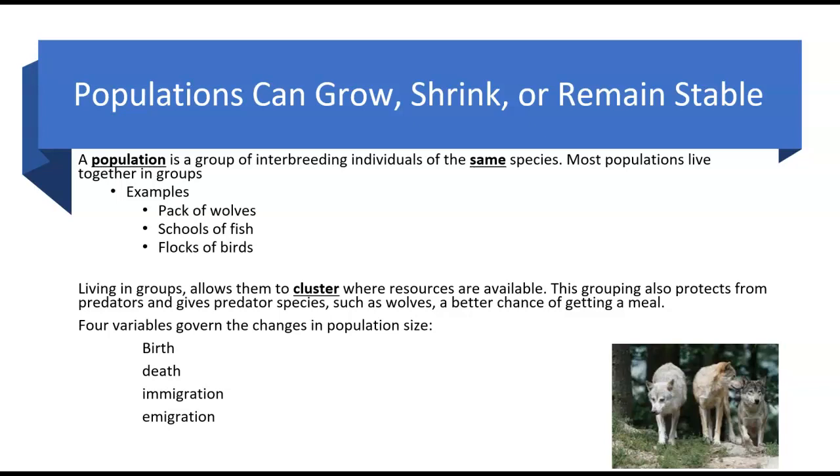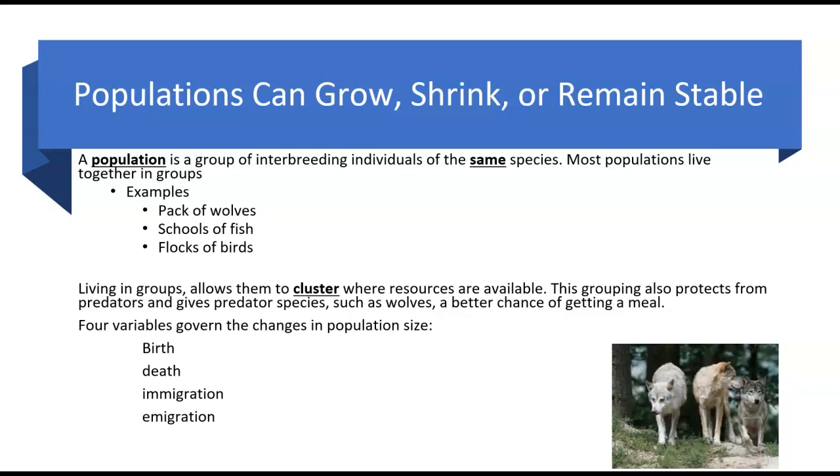Most populations live together in groups. For example, a pack of wolves, a school of fish, or a flock of birds. Living in a group really allows them to cluster where the resources are available, and that grouping also protects from predators and gives predator species such as wolves a better chance of getting a meal, especially when they work together.